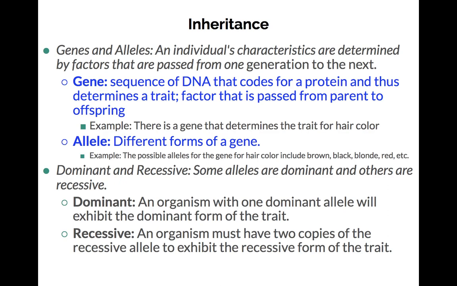An allele is the different form of a gene. So an example of that is the possible alleles for the gene for hair color include brown, black, blonde, red, etc. And then we also have these terms dominant and recessive, which you've probably heard before. So some alleles are dominant and others are recessive. For something to be dominant, an organism with one dominant allele will exhibit the dominant form of the trait. Recessive is an organism must have two copies of the recessive allele to exhibit the recessive form of the trait.